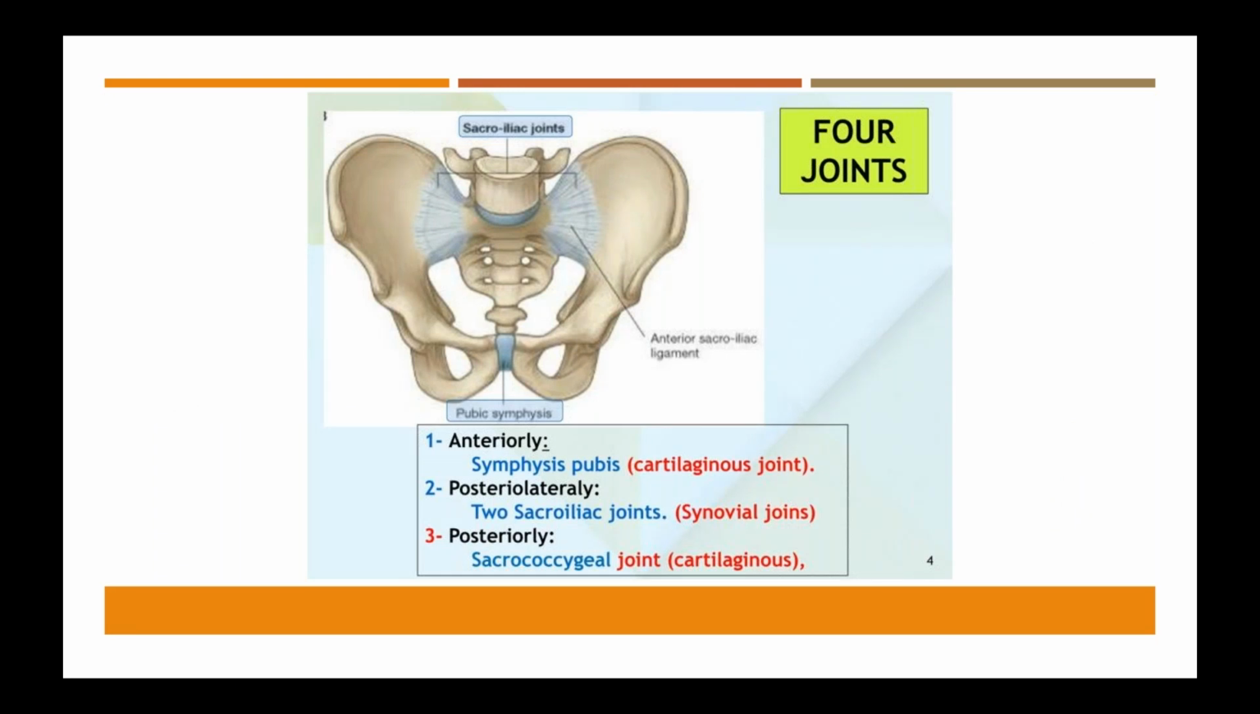The pelvis is made up of 2 types of joints, so this is important. Anteriorly, it is the symphysis pubis, which is a cartilaginous joint. Posterolaterally, there are 2 sacroiliac joints, which are synovial joints. So this is important. And posteriorly, you have the sacrococcygeal joint, which is cartilaginous.